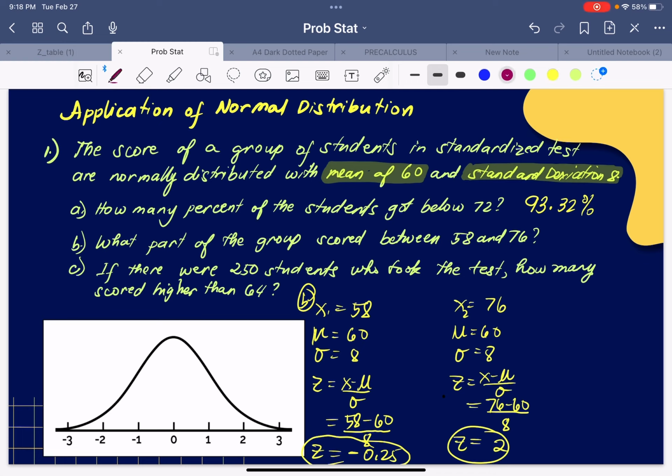So let's graph in the normal curve negative 0.25. So here is 0.5. So located here is the negative 0.25. And z is equal to 2. So here, so 2. So we're going to find the area of this and also this one.